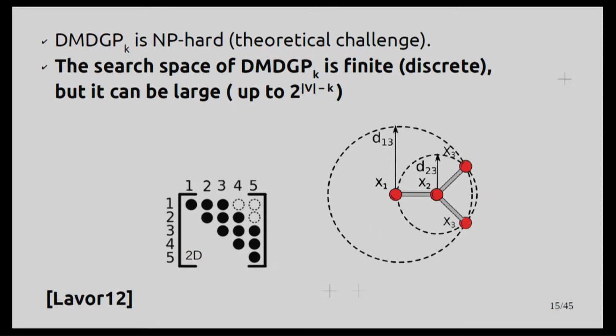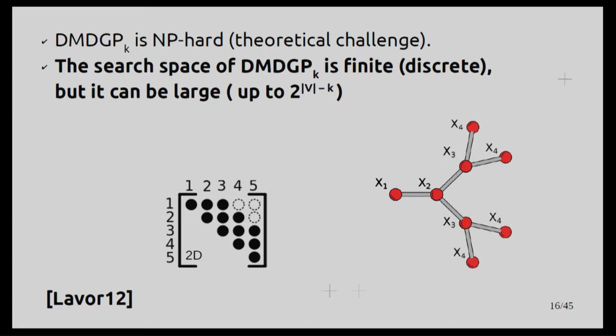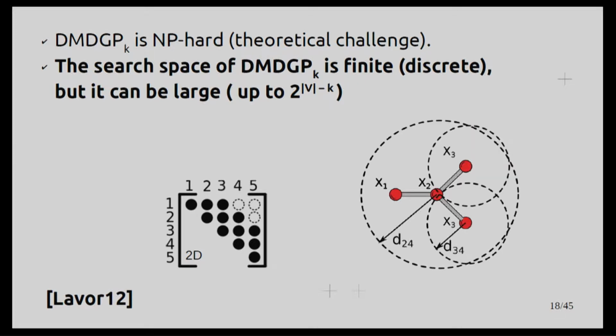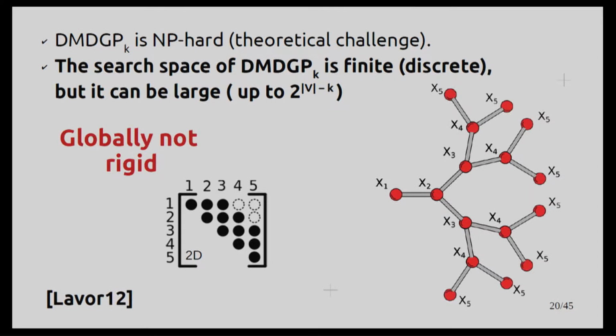Then because I have the distances between vertex 3 and vertices 2 and 1, I have two circles. I can make an intersection, and I will have two options here. And things go on. For each possible position of vertex 3, I have 2 for vertex 4. And for each of them, I should have 2 for vertex 5. So the interesting point here is that if we have this kind of Euclidean distance matrix, the search space will be finite. It can be large, but it's finite.